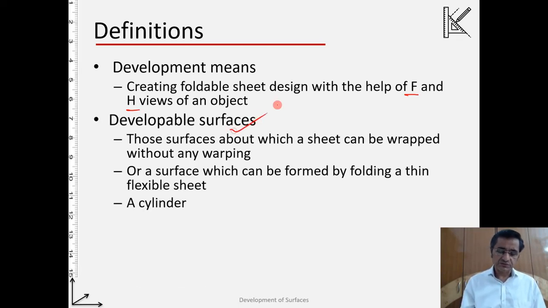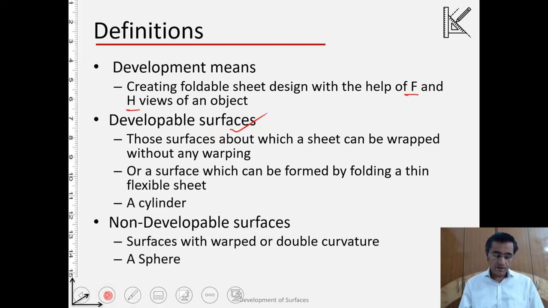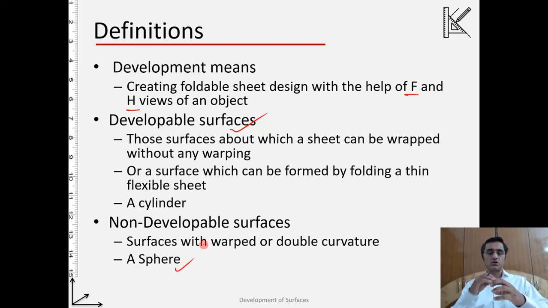There are some surfaces which are developable. Okay, the meaning is those like a cylinder which can be unfolded without any warping. So that is what we call developable surfaces, while there are also non-developable ones. For example, a sphere has curvature in two directions, unlike the cylinder where the curvature is only in one direction. So once we try to develop a sphere, or rather flatten a sphere onto a flat surface without warping, we cannot do it. So that's why it is a non-developable surface.